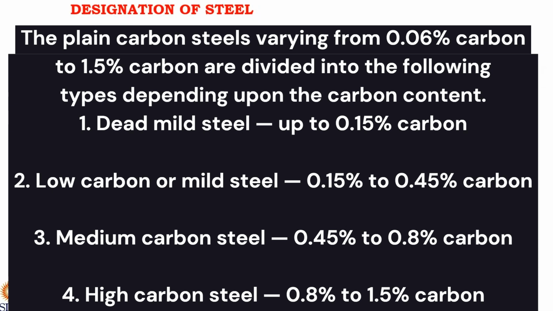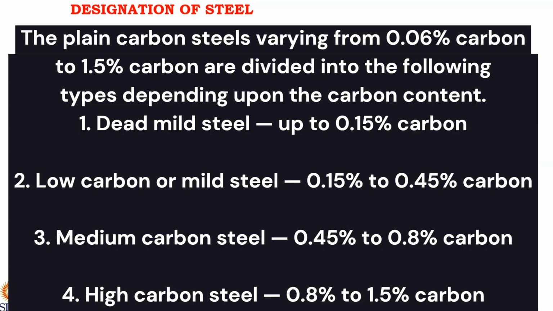Now this plain carbon steel can be classified as dead mild steel, low carbon or mild steel, medium carbon steel or high carbon steel. This depends upon the percentage of carbon involved in it. Okay, if it is up to 0.15%, then it is called as dead mild steel. If the percentage of carbon is from 0.15 to 0.45, it is called as low carbon steel or generally mild steel. So whenever we say mild steel, it means that the percentage of carbon is from 0.15 to 0.45.